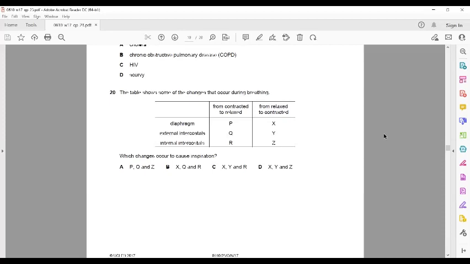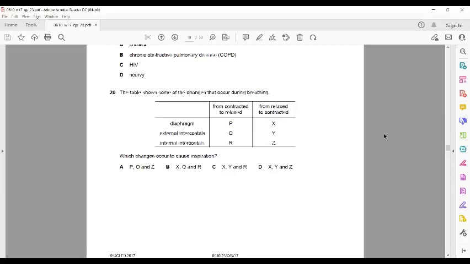So R here goes from contract to relax, because the internal intercostal muscles are relaxed, but the external ones are contracted. The diaphragm needs to become flattened so that it moves down. In its normal shape, when it is relaxed, the diaphragm is dome shaped, curved up like that. But when it contracts, it's the opposite, so it becomes flattened and goes down. And the external intercostal muscles should become contracted because they work opposite. Once the external ones are contracted, the internal ones are relaxed.